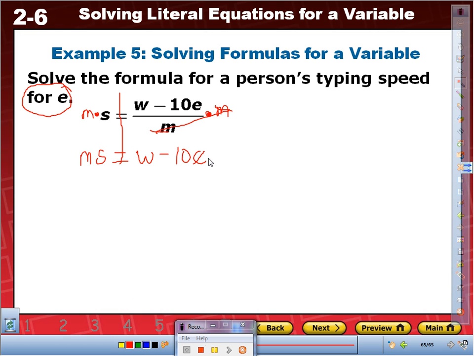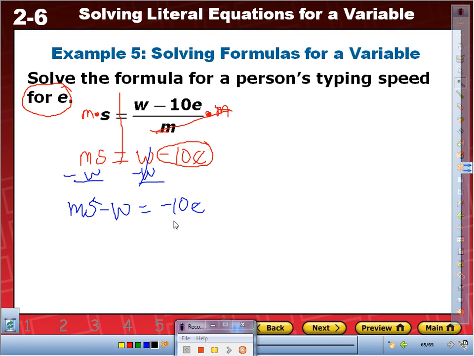Yeah. So, what did I say when you have a variable and a number with a negative sign? You circle that because that's all together. So to leave that by itself, what's next to it? How do we get rid of it? Subtract W. Subtract W. We're left with MS minus W equals negative 10E. Is E by itself? No. What's next to it?